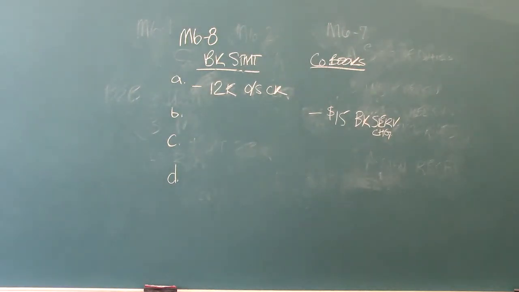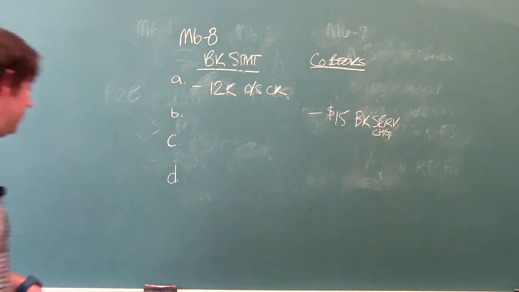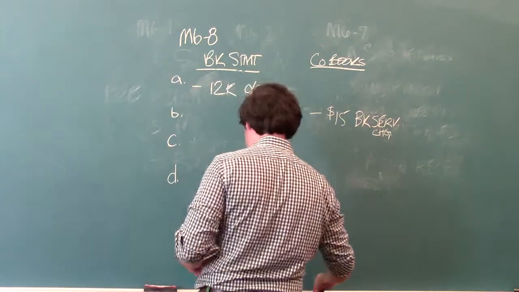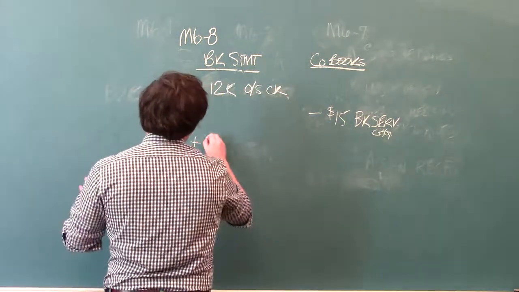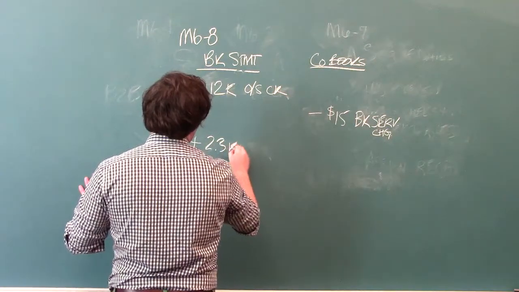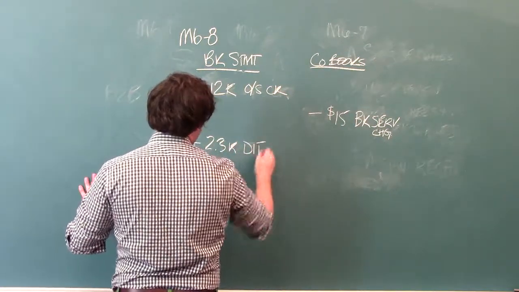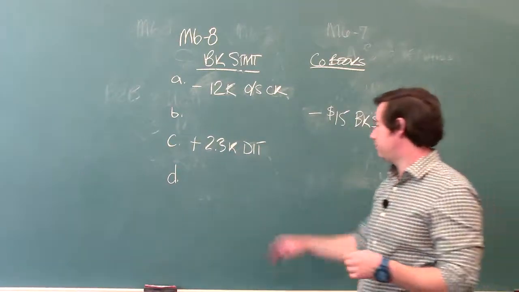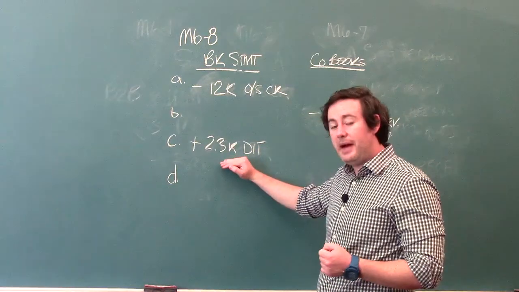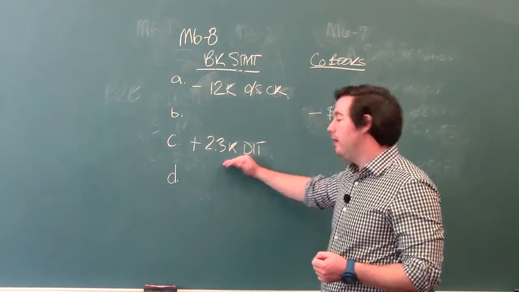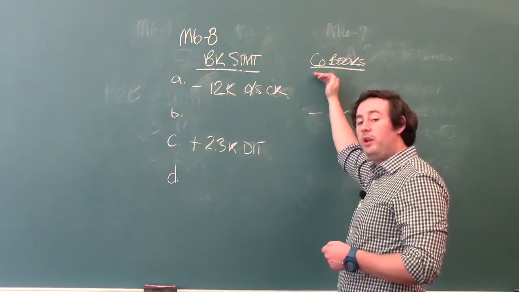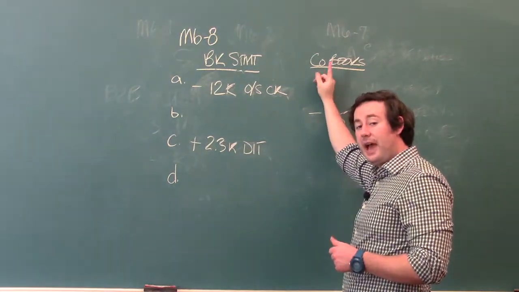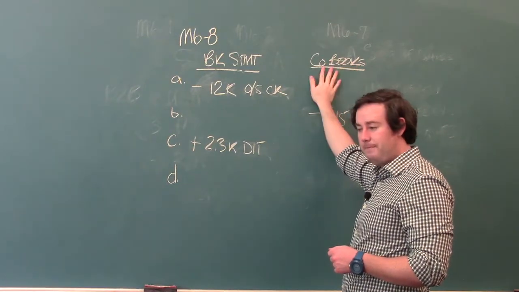The next one, deposit in transit. Deposit in transit is an addition to the bank side. We call deposit in transit DIT. Why is this an increase to the bank side? We took the deposit to the bank. As soon as we did that, we recorded in our books an increase in cash. So cash goes up, right?